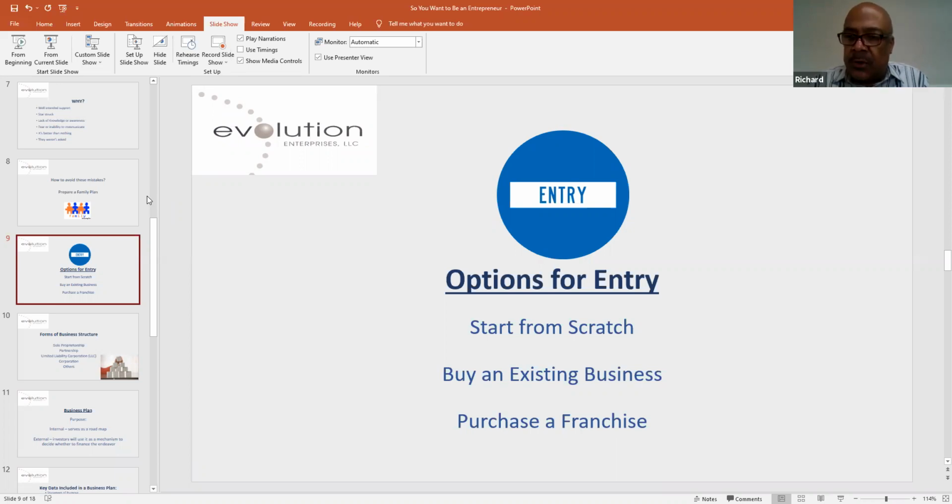SBA studies show that on average, about 5 years before you turn a positive cash flow. So that means that for that 5-year period, you have to be prepared to take care of your family, yourself, and your business until that positive cash flow is triggered.